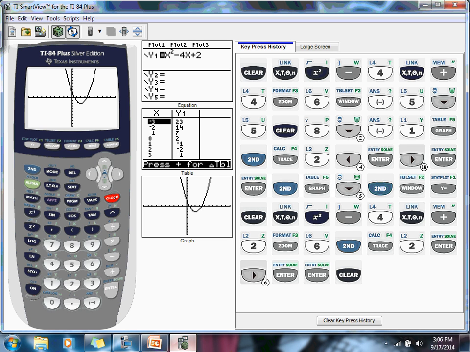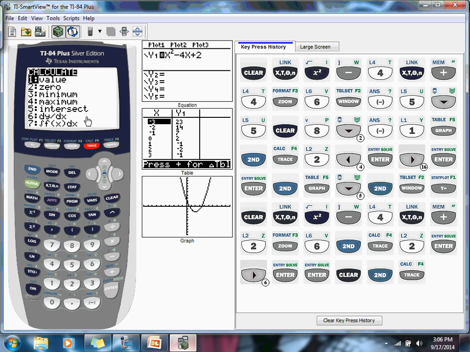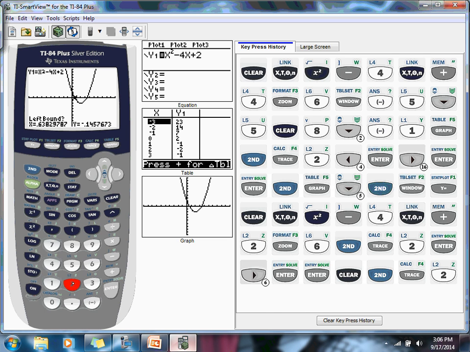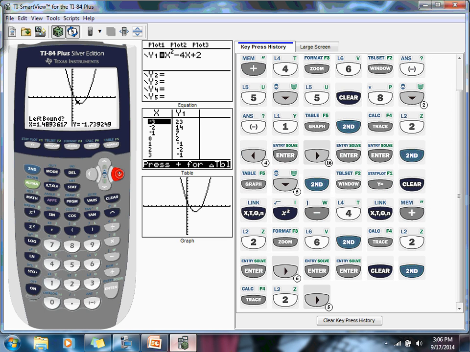Now I'm going to find my other 0. So I'm going to do second trace again. I'm going to do option number 2. Now I have to arrow over a little bit more. And again, I have to be on the left side of this intersect, or this 0. I know that this is on the right side of the parabola, but I have to be on the left side of where I think that 0 is.